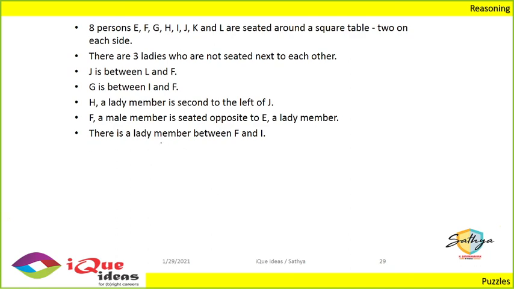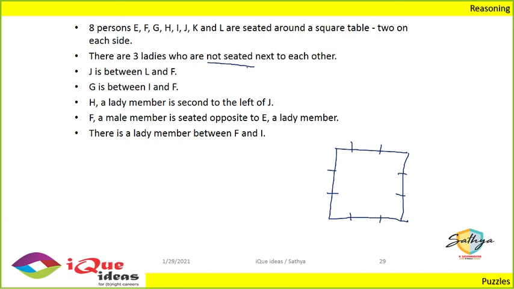You have to make the complete placement. It's not a single question. You first have to make the complete placement of every person. Let's take a look at it. So there's a square table, right? And there are two people sitting on each side. Now there are three ladies, and it's important that they are not seated next to each other. So the moment we know a place is occupied by a lady, either side will be a male.